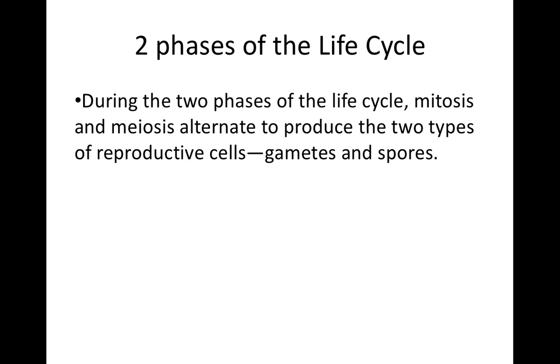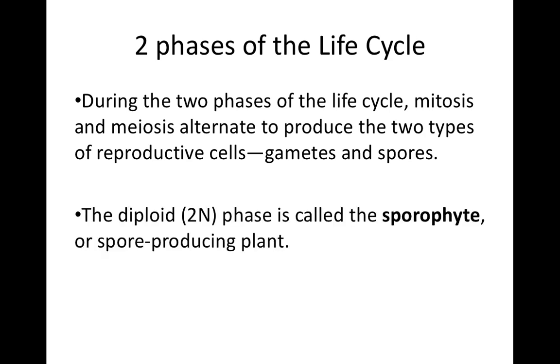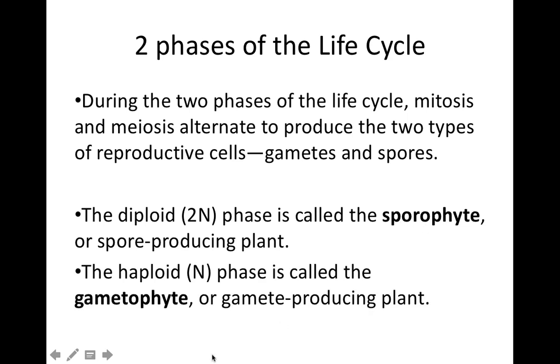phases of the life cycle of a plant, the plant takes on different forms. So during the diploid phase, the plant is in the form of something called a sporophyte. And sporophyte just means that it's a plant that is producing spores, or giving rise to spores. And then in the haploid phase, the plant takes on the form of something called a gametophyte, or gamete-producing plant.